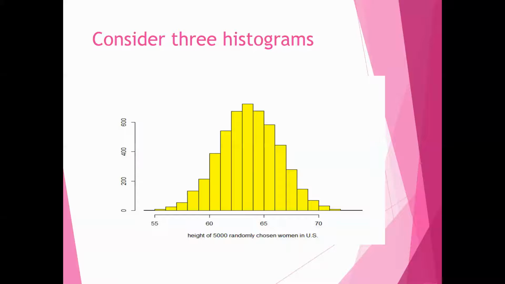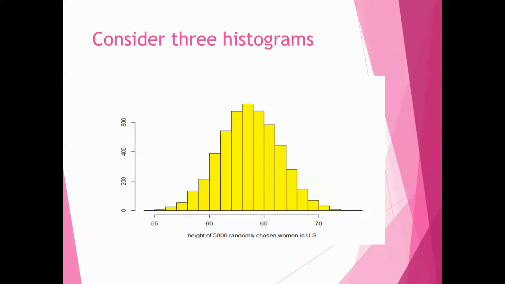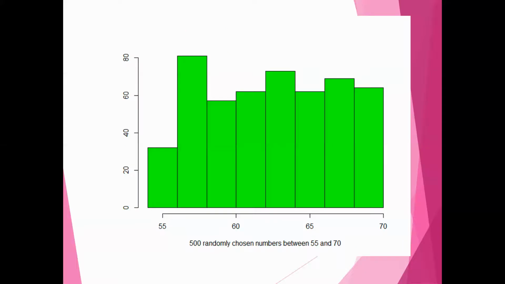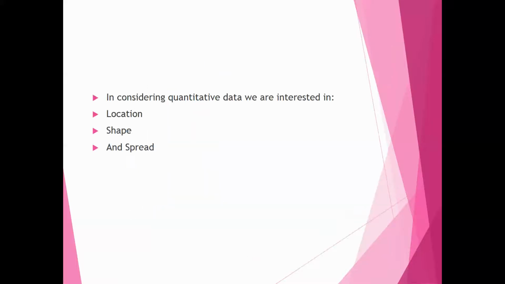We can see that their heights vary between 55 inches and 70 inches, with a few taller or shorter than that. Now this is 500 randomly chosen numbers between 55 and 70. They vary in the same range, but the two histograms look very different. The shapes are different. And then this is our histogram of home prices in Madison, and this is very different. Much different range, much different shape.